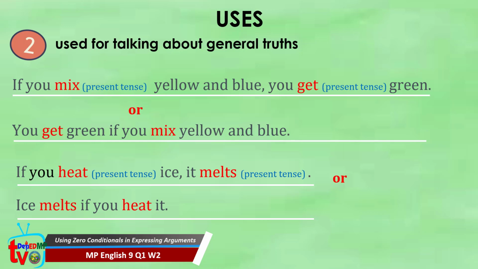Why? Because the result is really 100% true. The result cannot change. It will always happen. Like when you mix yellow and blue, it really gives you green. It will not give you red. It's a fact. And one more thing, we are talking about in general and not a particular situation.